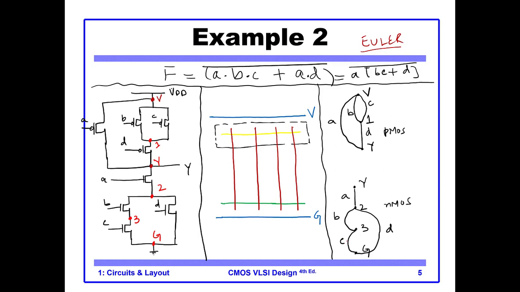Now we have to define the order of variables. So let's change the color. What about, let's say, the order A, B, C, D. Okay, so let's check with PMOS. I start with A, then I go to B.